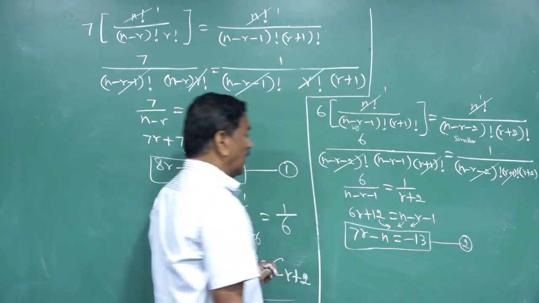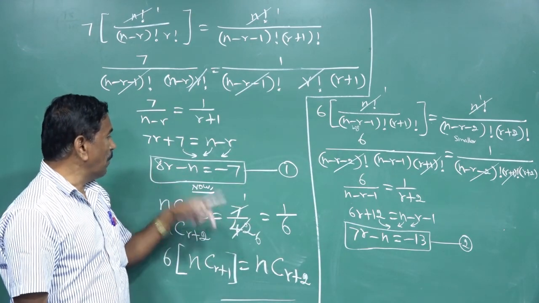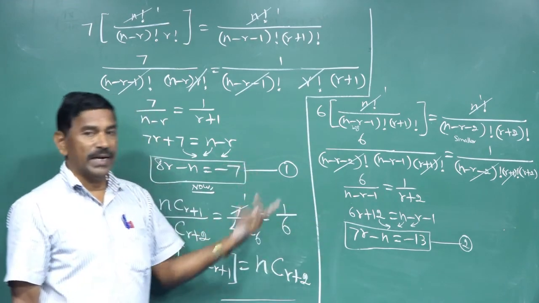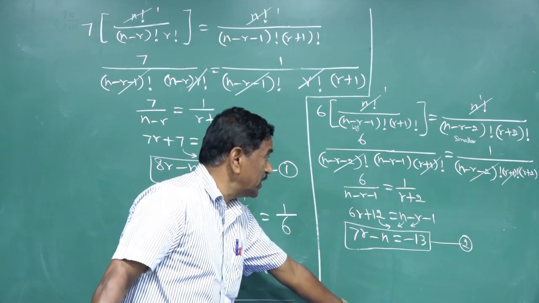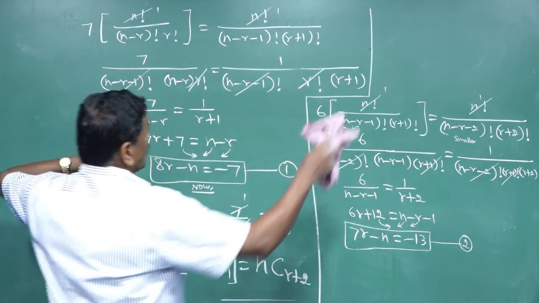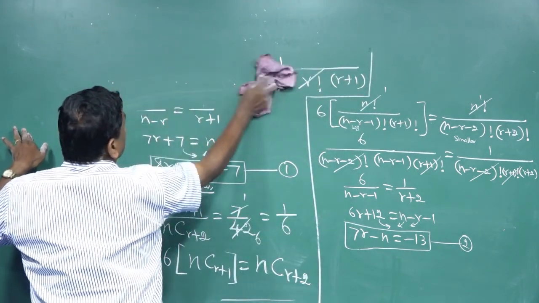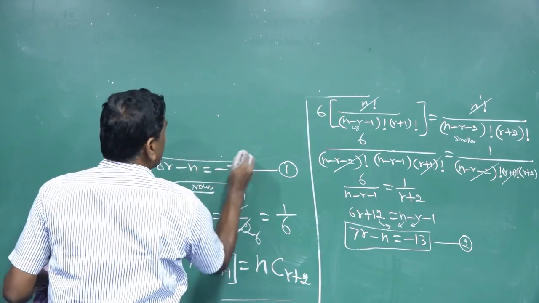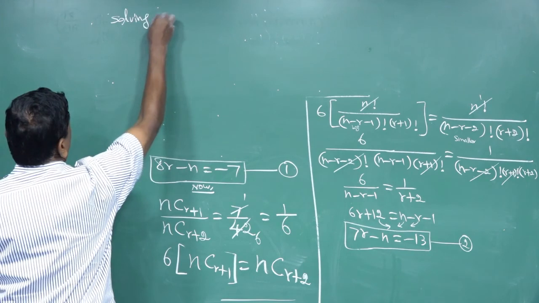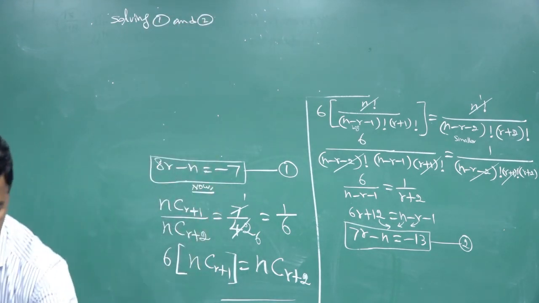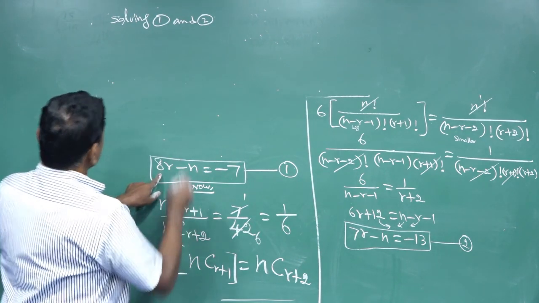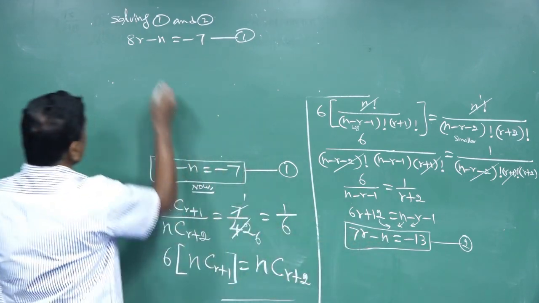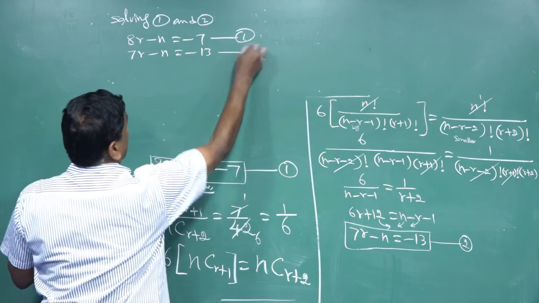Here we are asked to find the value of n. Comparing the first equation and the second equation, there are two equations with two unknowns, r and n. So solving 1 and 2, we get the answer. Can you tell me the first equation? Yes. First equation is 8r minus n is equal to minus 7. Next, second equation, 7r minus n is equal to minus 13. Solving 1 and 2.